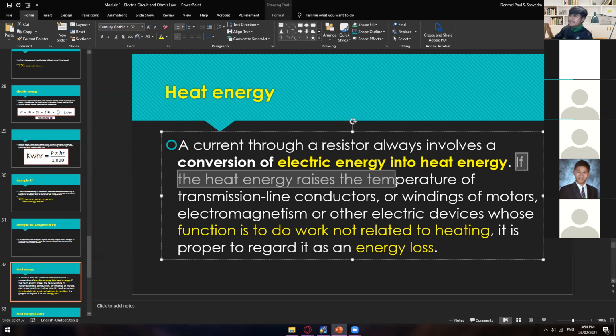And if the heat energy raises the temperature of transmission line conductors or windings of motors, electromagnets or other electric devices whose function is not related to heating, it is proper to regard it as an energy loss. So there is now an energy loss if there is too much heating, or if that resistor cannot handle the current that is passing through.